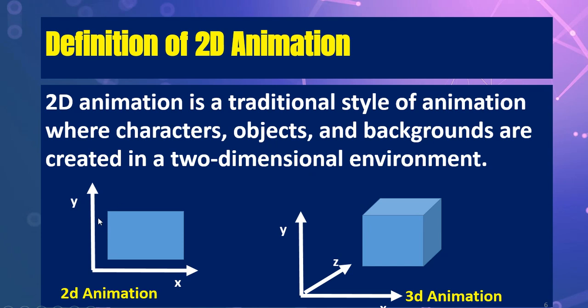So if you look at the axis, I have the y-axis, I have the x-axis. While 3D also lets you move forward and backwards, left and right, up and down, and you can rotate, 2D animation cannot do that. But then it also comes with its own advantage. We're going to talk about that later.